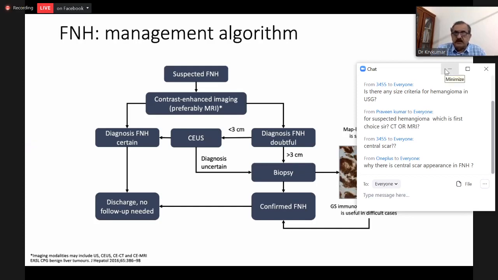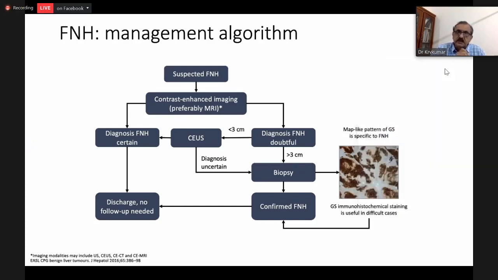Both occur in females. So I think the imaging is very important. If you are confident in the imaging, you can skip a biopsy. Otherwise, you go for a biopsy. Biopsy is very important, and FNA will not suffice. That's a second point I would like to highlight.